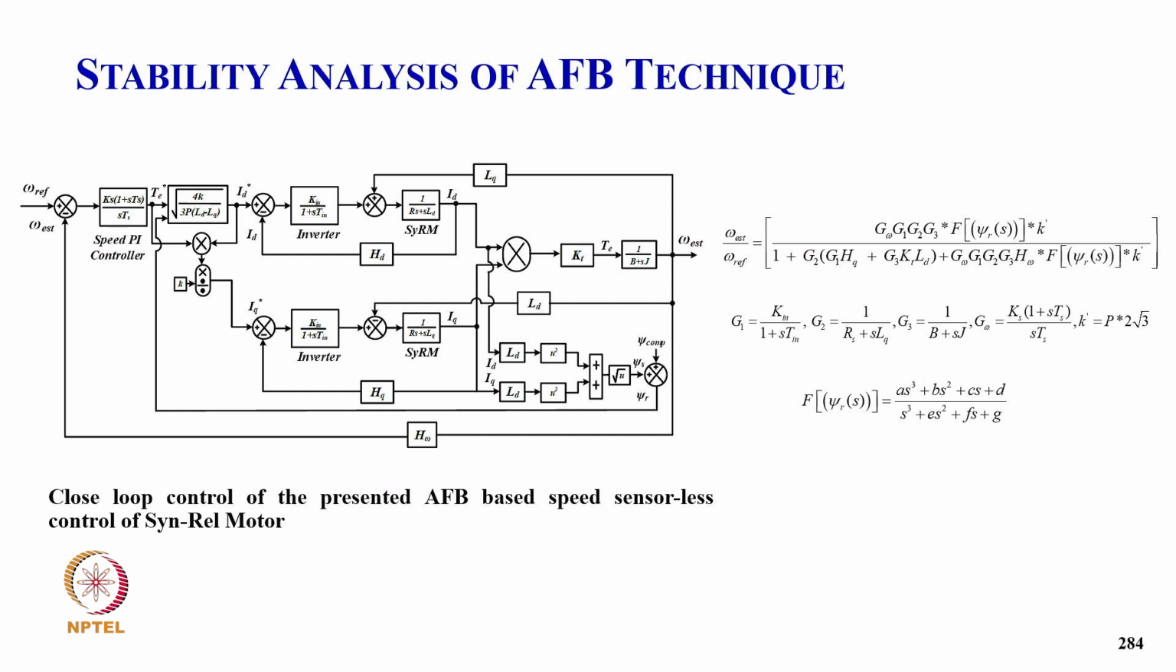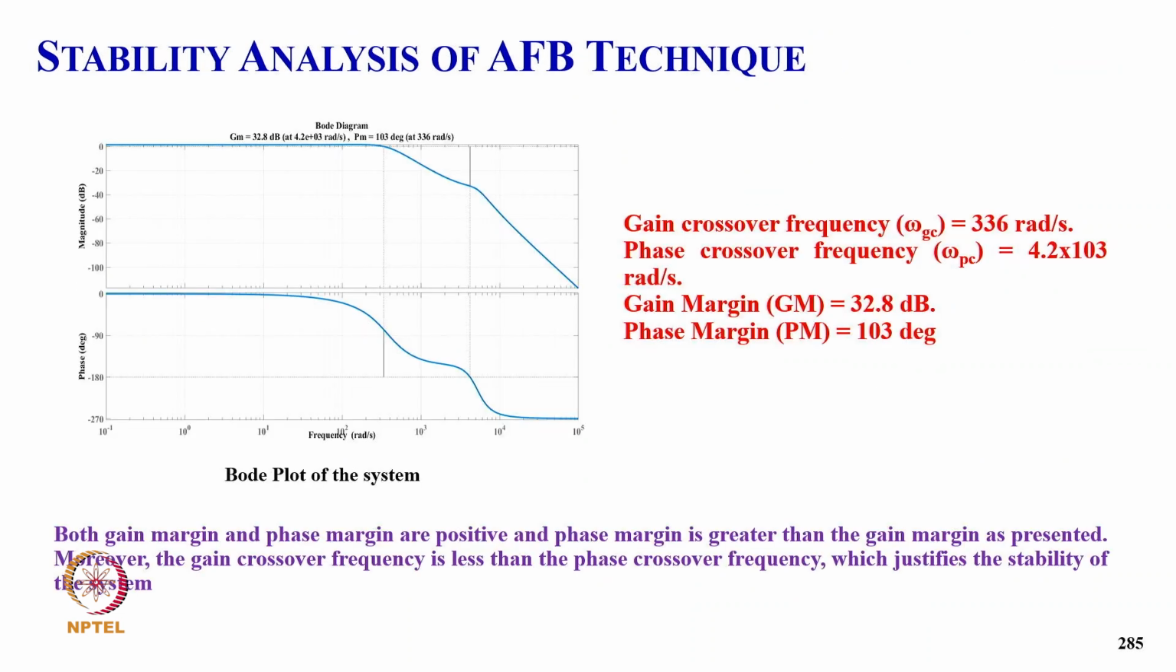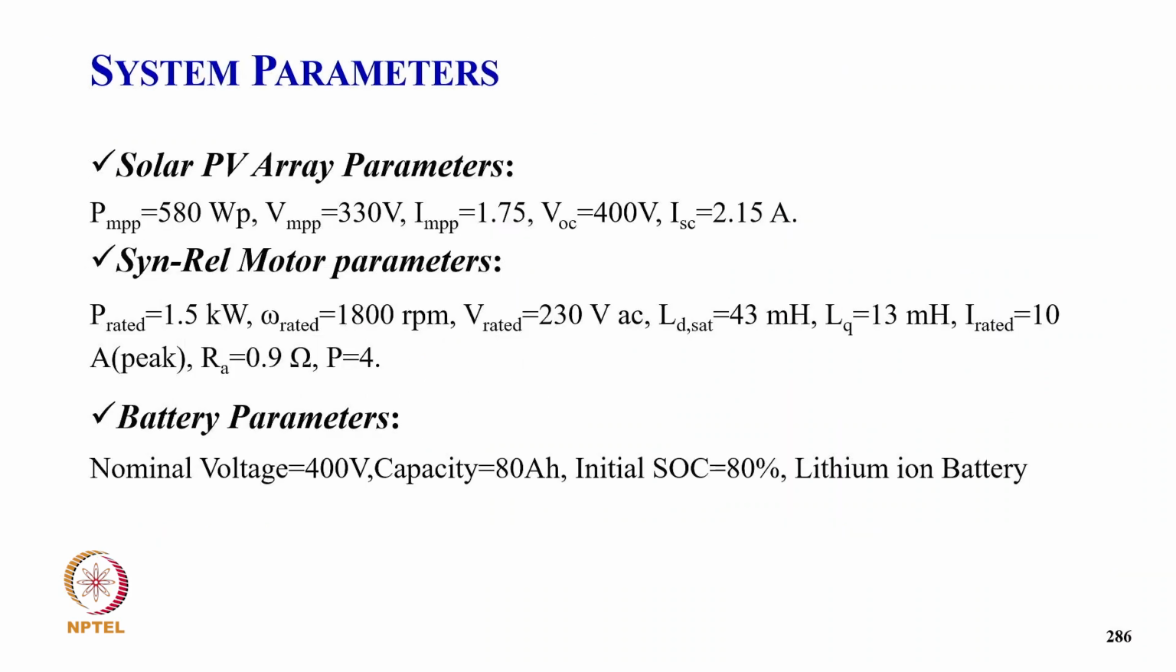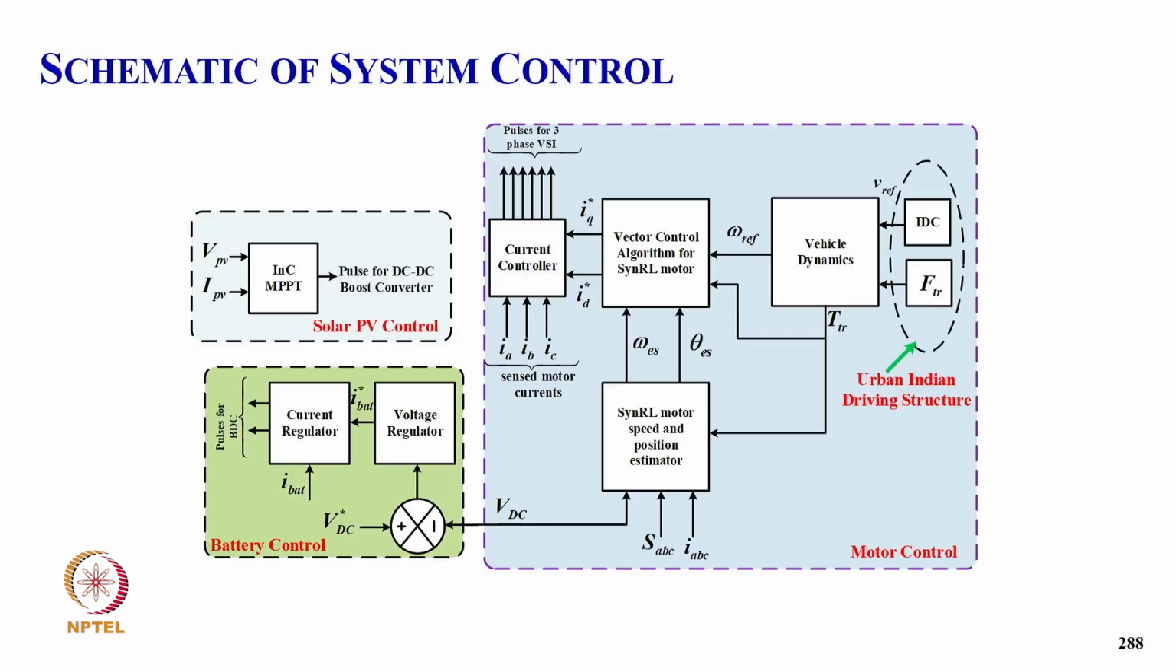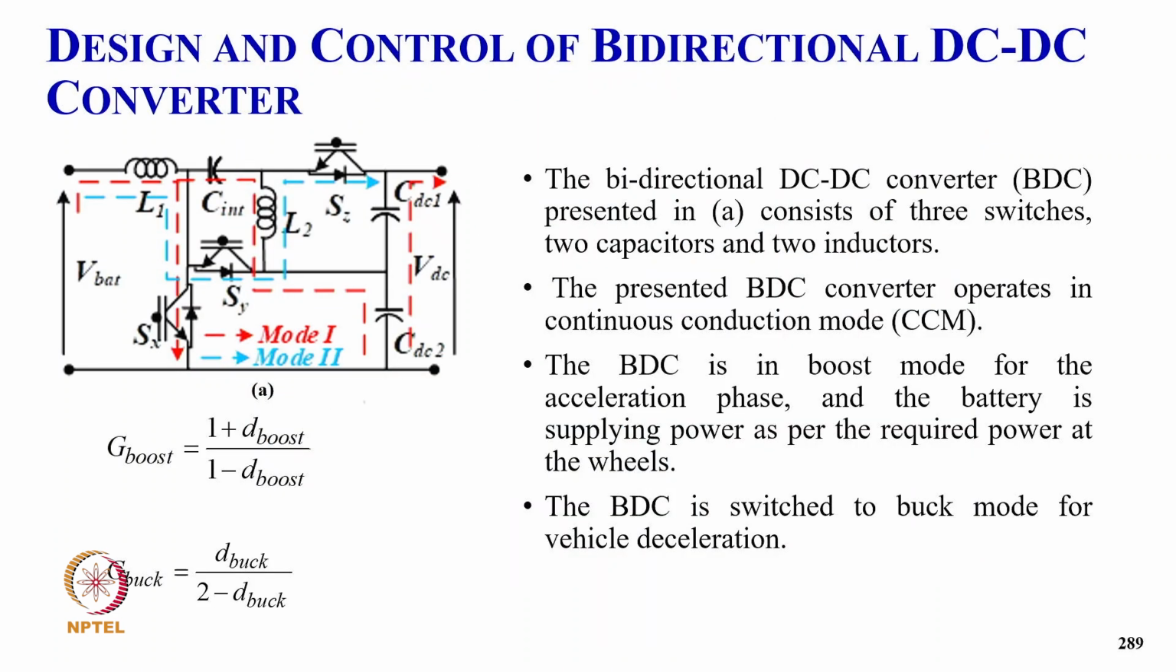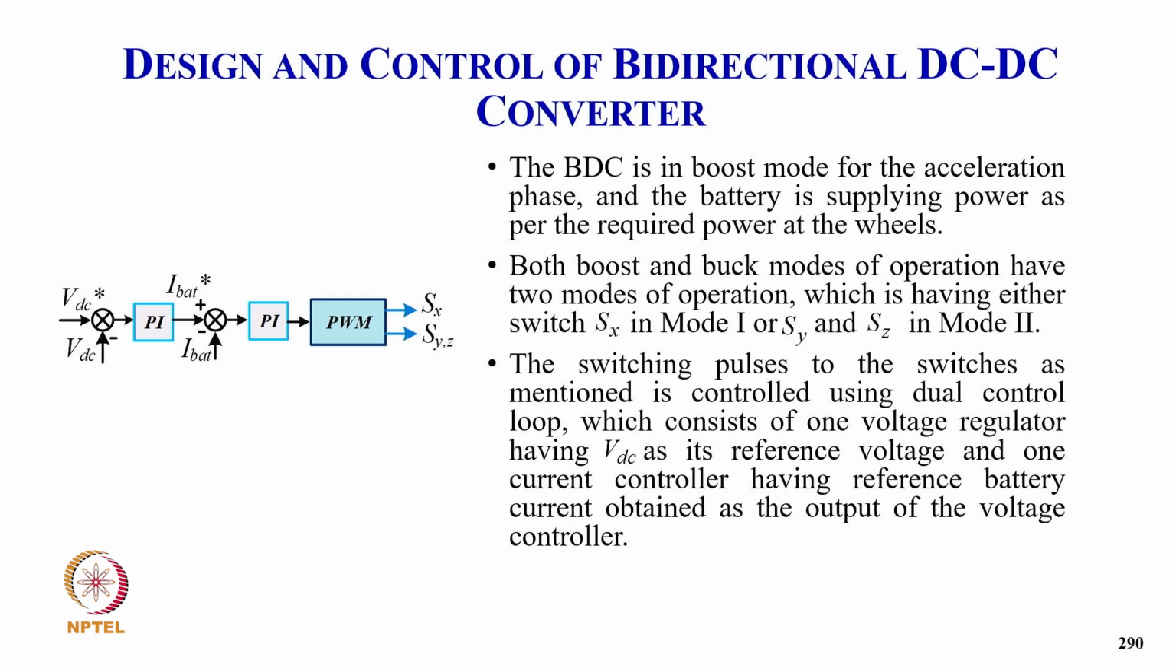Then the stability analysis of this complete drive system with the Bode plots that it stays stable, and then these are the parameters of the system. Then we have again boost converter with solar and the battery with the buck boost converter, typically a bidirectional DC-DC converter. And then the control here with the MPPT control as well as the motor control dynamics here with the sensorless vector control, and then the converter control typically.